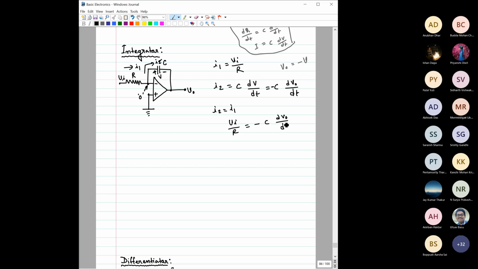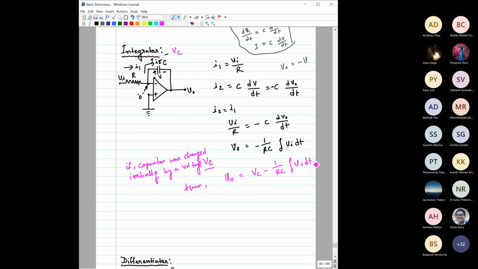So this is basically the relation between this output and input. But here we can clearly see there is a derivative, with V output in terms of the derivative with respect to time. So V output can be written as minus 1 by RC integration of Vi dt. Here we are assuming that initially the capacitor was discharged. If the capacitor was charged initially by a voltage VC, then V output would be equal to VC minus 1 by RC integration of Vi dt.